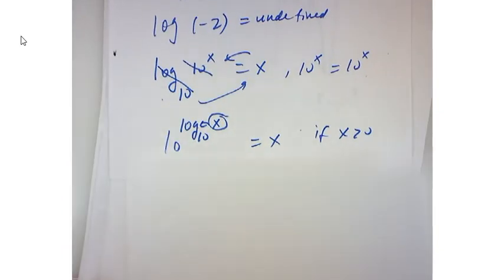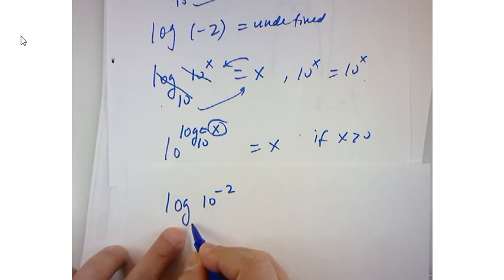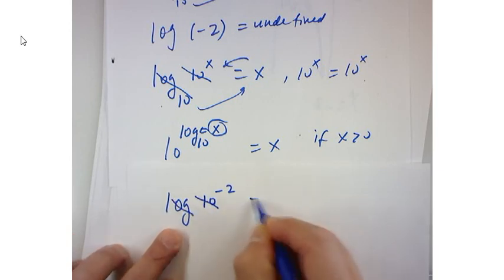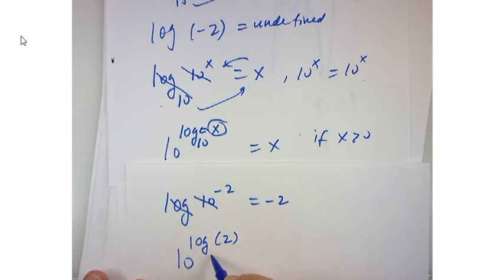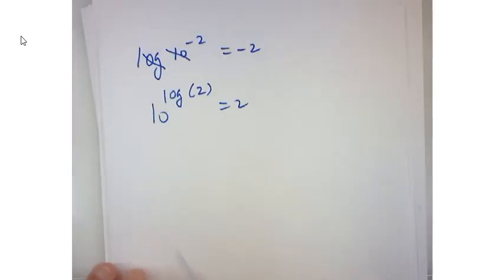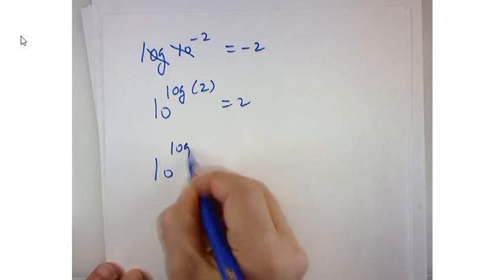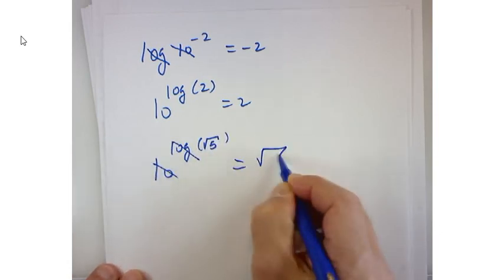So for instance, if you're doing log of 10 to the negative 2, remember here there's a base 10, so they cancel out and you get negative 2. And if you're doing 10 to the log base 10 of 2, again 10 and log base 10 cancel out and you get a 2. And if you're doing 10 to the log of square root of 5, remember that's base 10, they cancel out and you get root 5.